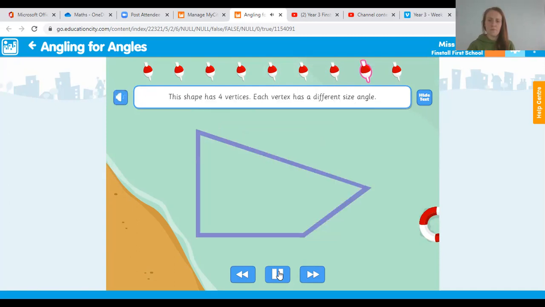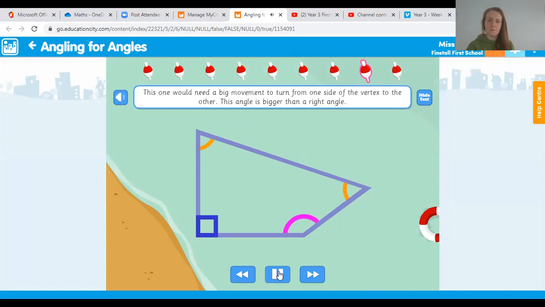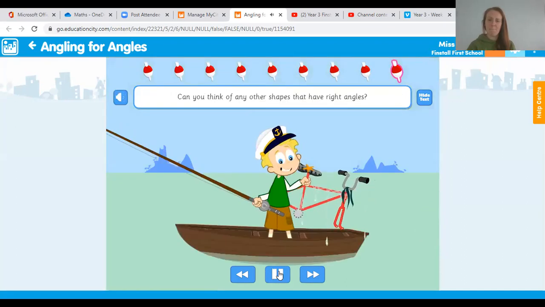This shape has 4 vertices. Each vertex has a different size angle. One of the vertices is a right angle, and 2 are smaller than right angles. This one would need a big movement to turn from one side of the vertex to the other. This angle is bigger than a right angle. Can you think of any other shapes that have right angles?